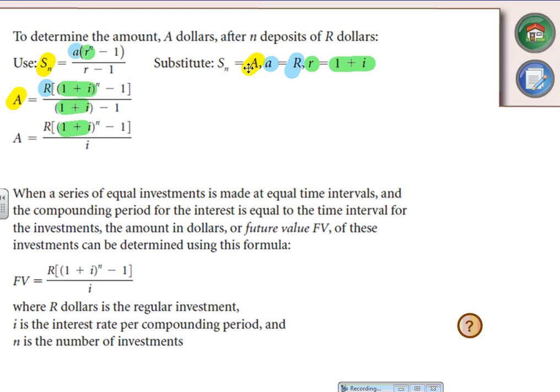So when a series of equal investments is made at equal time intervals, and the compounding period for the interest is equal to the time interval for the investments, the amount in dollars, or future value, of these investments can be found with this formula. So it's a formula-based question that uses logs along the way. So it is something that you do have to be able to use.